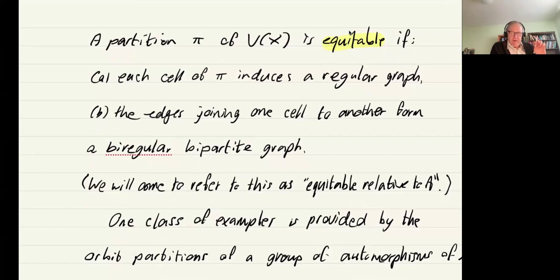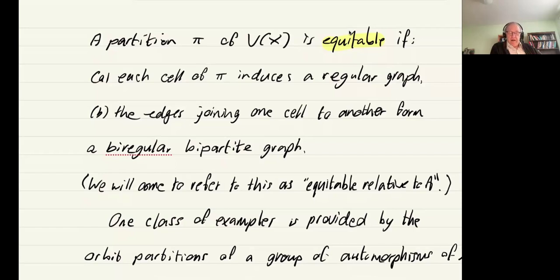Okay, so the subgraph, it's not that each vertex in the cell has got the same number of neighbors, it has the same number of neighbors in the cell, and the edges joining vertices in one cell to another form a biregular bipartite graph. So you've got a bipartite graph, the vertices on one side have valency K, the vertices on the other side have valency L. The partition has got this sort of regular structure. And so if that happens, it's called equitable.